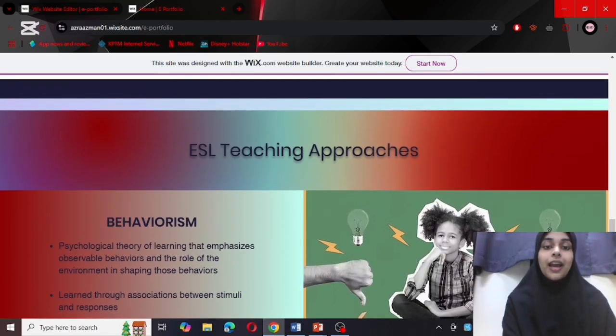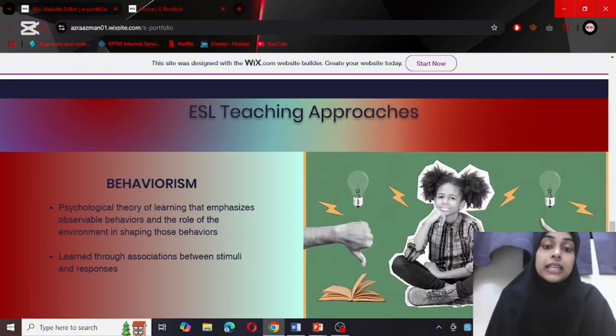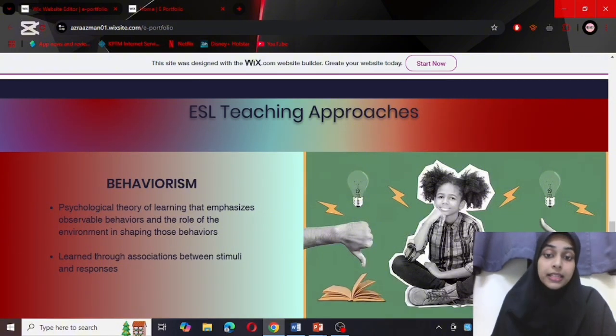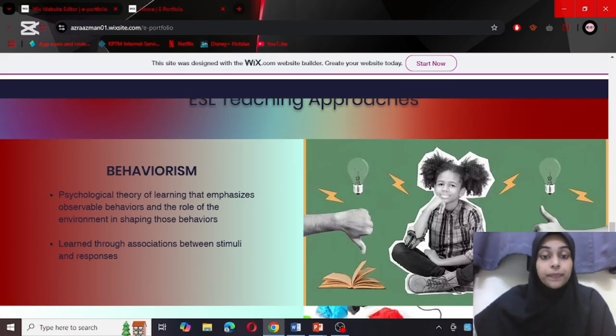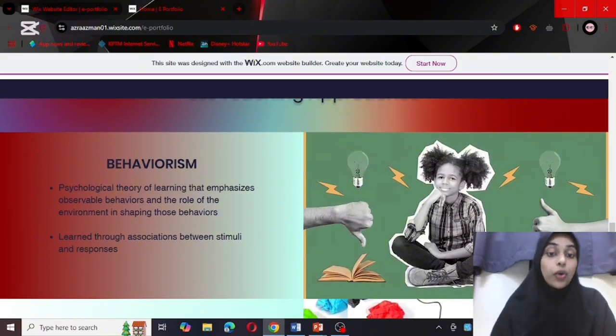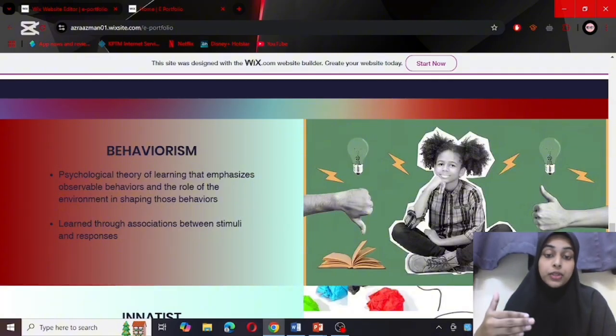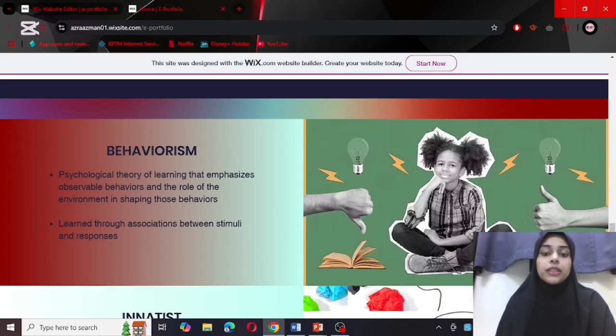teaching approaches. Okay, so the first one we have is behaviorism. It's actually based on the idea that learning is shaped by external factors, things in the environment that influence our actions. It's a psychological theory of learning that focuses on observable behaviors rather than internal thoughts or feelings. According to this approach, learners acquire language by forming connections between stimuli, things they see or hear, and responses, their actions or reactions. For example, when teaching vocabulary, a teacher might use repetition and rewards. So that's more to behaviorism.